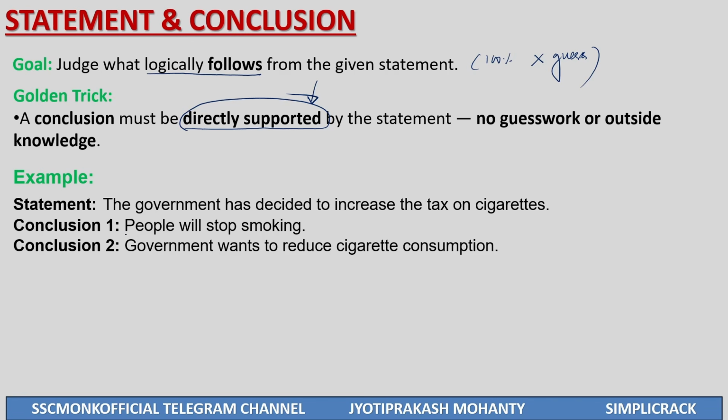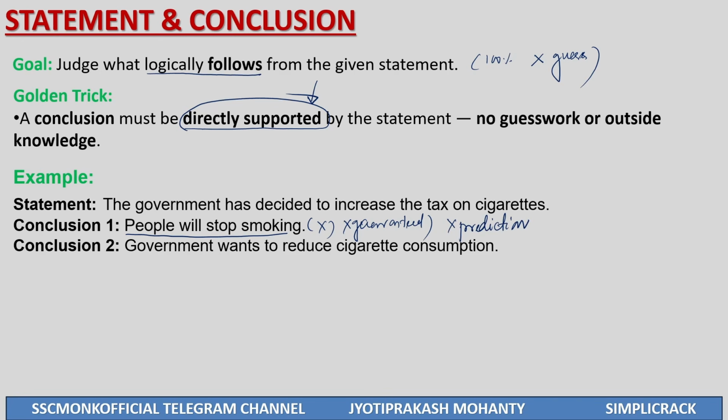Conclusion 1 is saying people will stop smoking. If government is increasing taxes, people will stop smoking. It has nothing to do with this statement, because it is not supporting the statement. If people will quit smoking, it is their individual choice. So this is not guaranteed that if I increase the tax, people will stop smoking. Plus, it is a prediction. It is not logical. It is not factual.